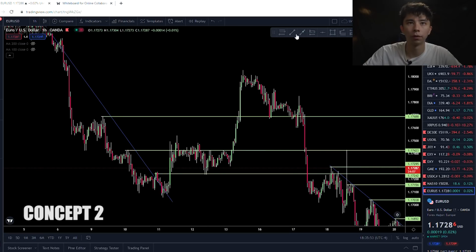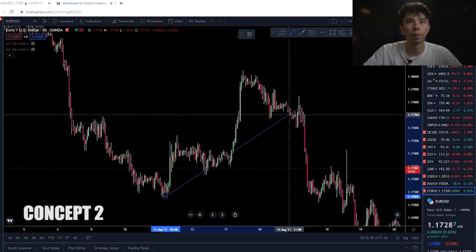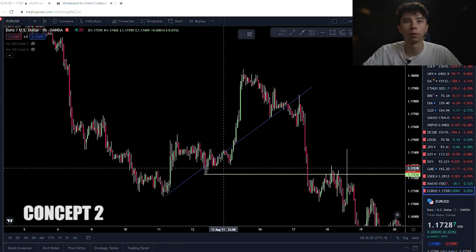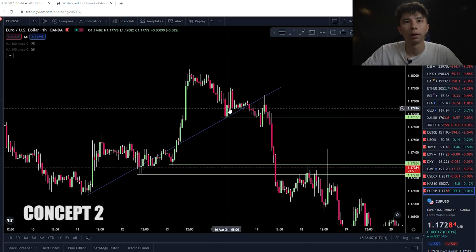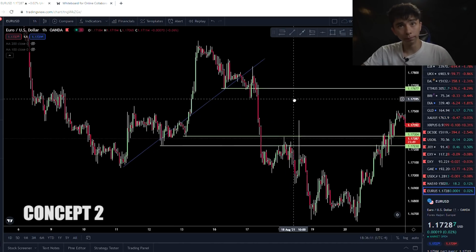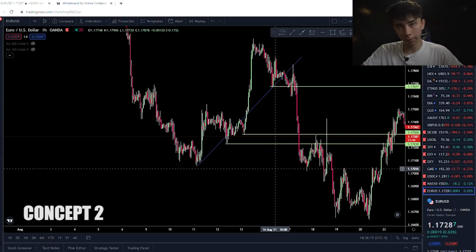Here we have the reverse. We have an uptrend, right? We have a higher low, higher low, higher low. And the candle closed below the higher low right here, and then it turned into a downtrend. This happens all the time, every time frame.